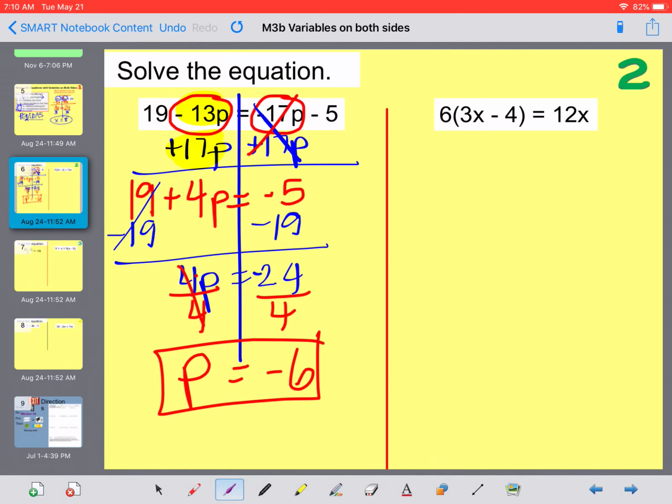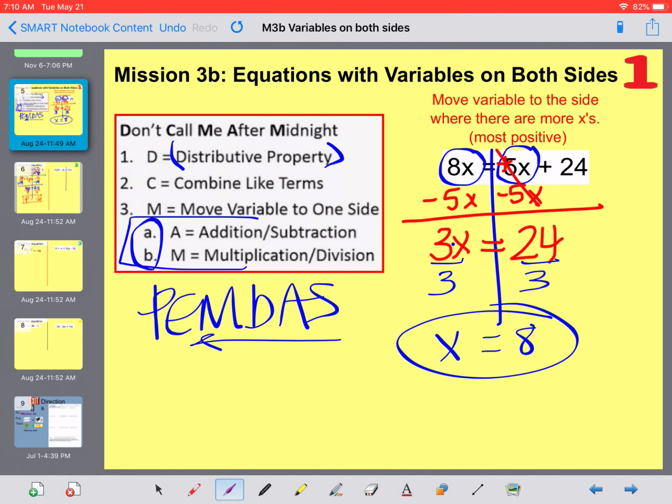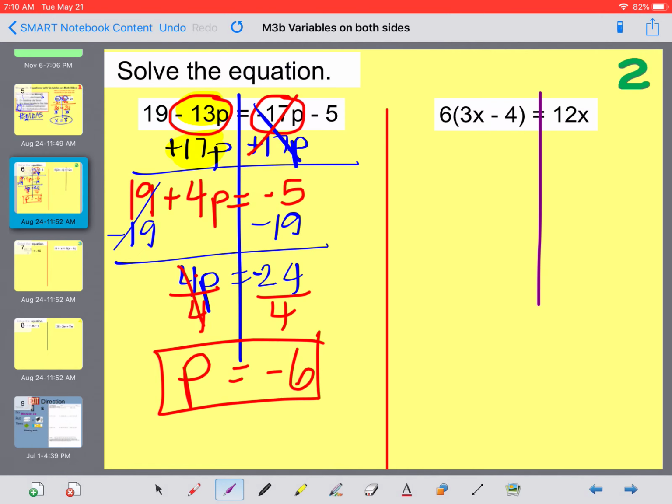Alright, let's take a look at the next one. This one we have a lot of steps. A lot and not so much too. We don't have to combine, but we do have to distribute first. Distributing, draw your box to multiply. If you can do it without the box and just doing this method, that's fine.